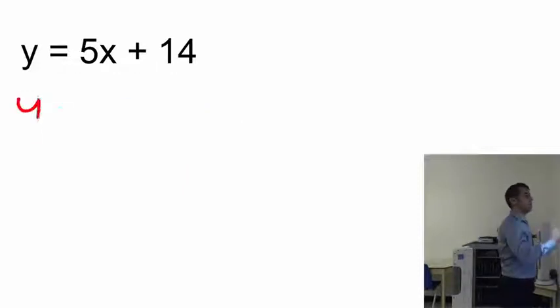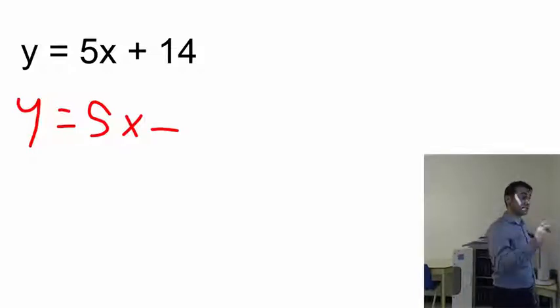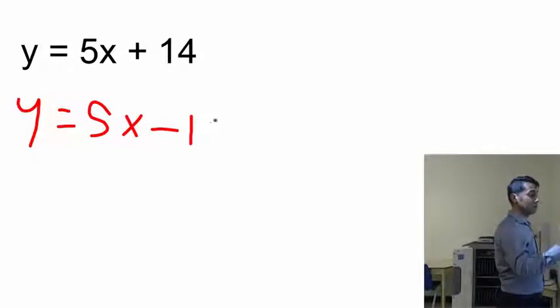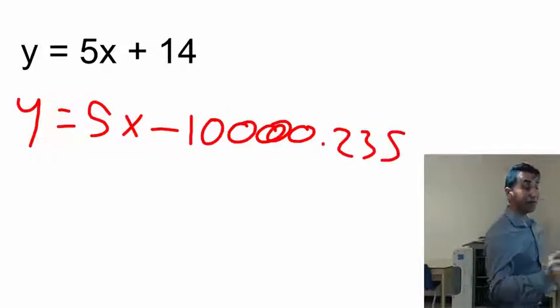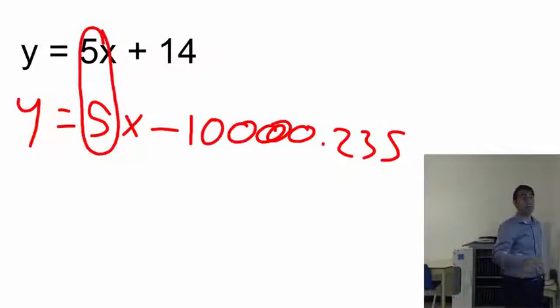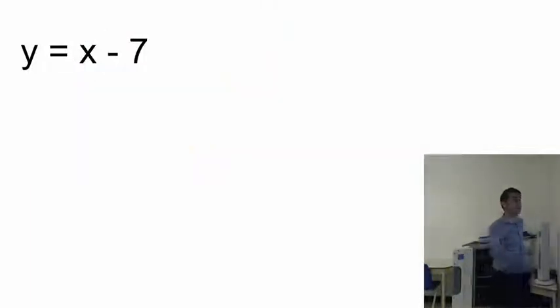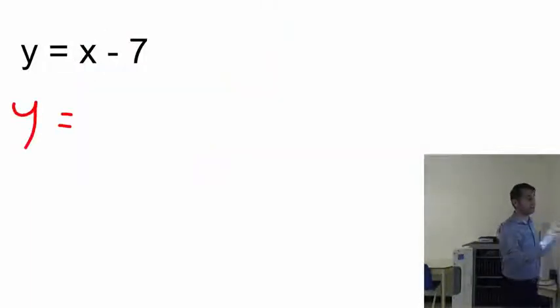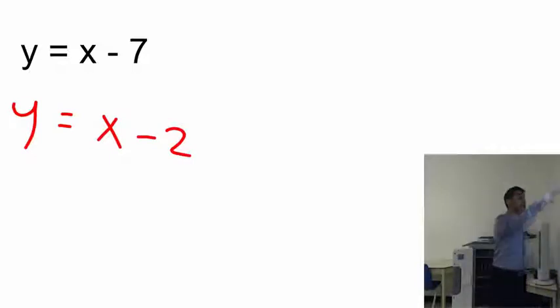How about here? Y equals 5x minus. I'm going to make my teacher crazy. So I'm going to write down the answer as 5x minus 1,0,0,0,0.3235. It doesn't matter what you write down here. As long as the slopes are the same, these two are parallel lines. So you just created another parallel line. Over here, y equals, you got to have the same slope, right? X, and then, I don't know, minus 2. That's how you create another parallel line.